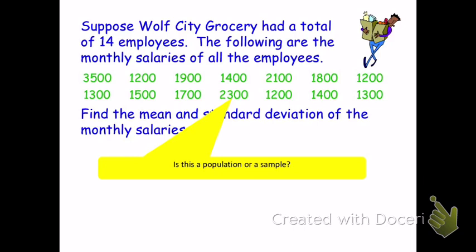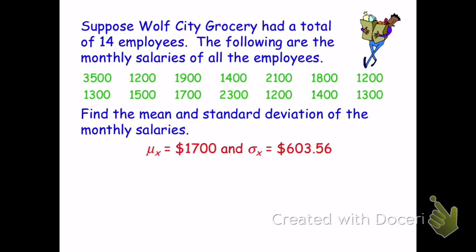And then it gives me the standard deviation. So I'd want to use sigma if I were doing 1-var stats. Which is X, the top row, or does it not matter? It's all just 1. So it would all go in list 1, because it's 14 employees. It didn't give me 2 sets of data.